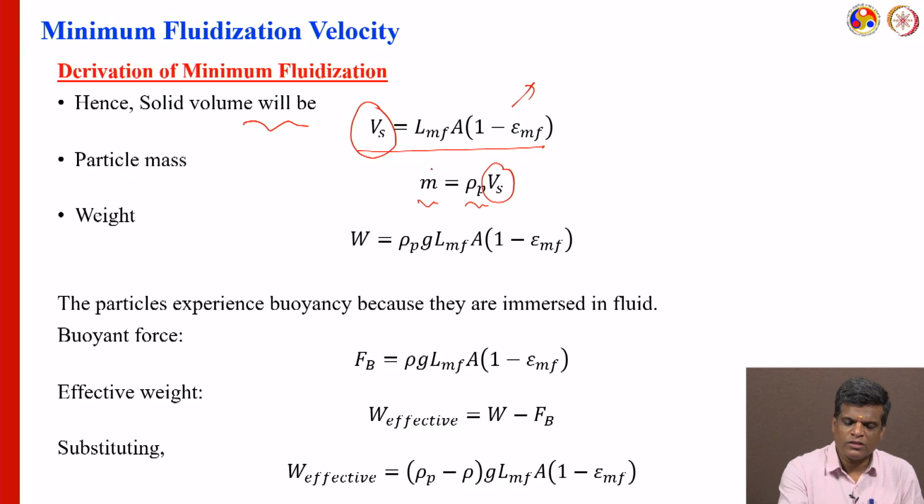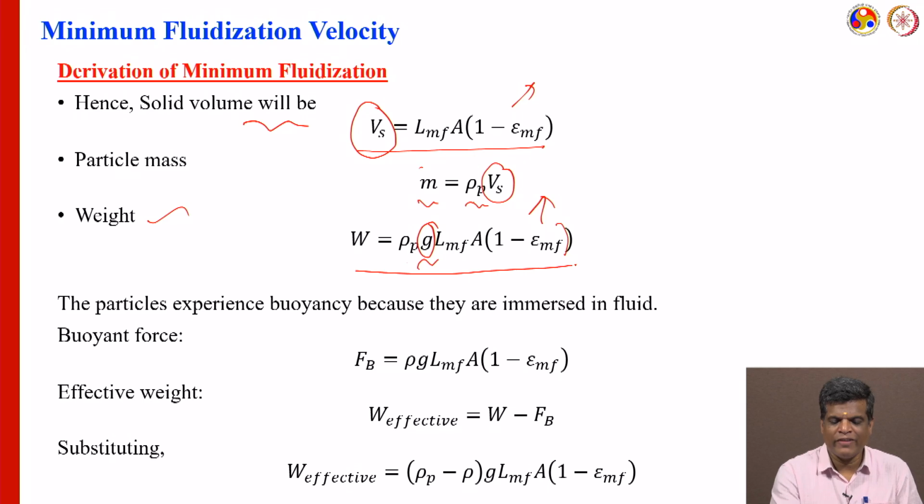So there is a mass, but if you want to write weight, then there is a gravity g you have to include. So this rho P, then if there is all LMF A (1 - epsilon MF), there is a fraction of this one, then into weight we are considering, then the gravitational that also comes in. So W equal to, we got the weight equal to, we derived from this, it's all derivation of minimum fluidization velocity here.